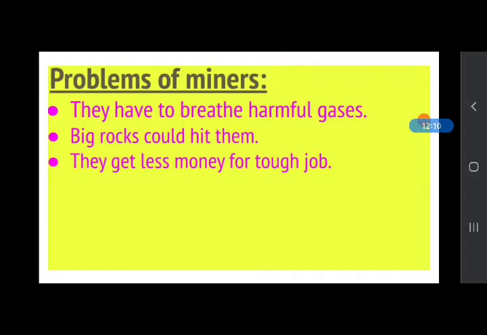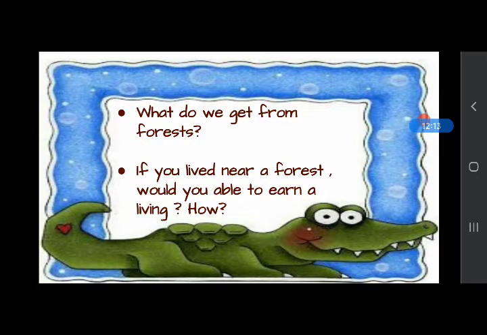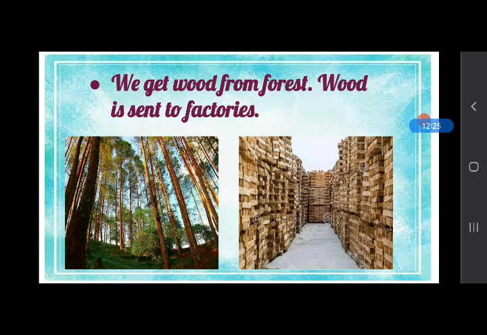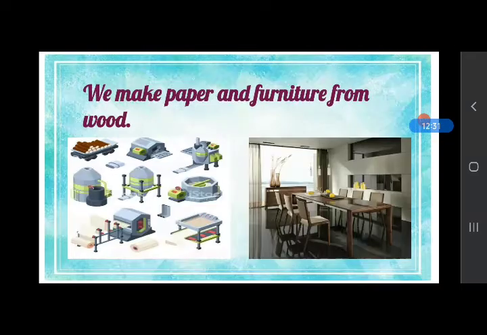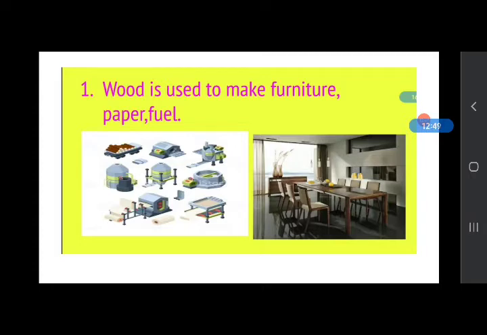Next topic is forestry. Read the topic and answer what do we get from forests, and if you lived near a forest, would you be able to earn a living, and how? We get wood from forests, and wood is sent to the factories to make things like beds, chairs, stools, tables, desks, boxes, fences or boundaries, and picture frames, or we can say furniture. And wood is used to make paper, so we also get books from forests.